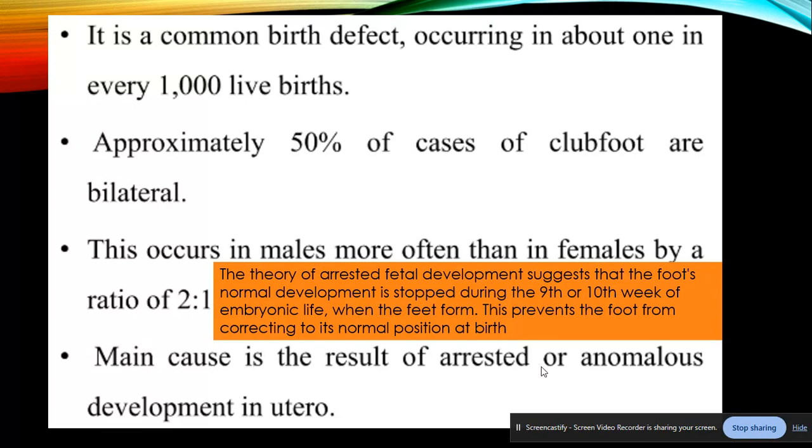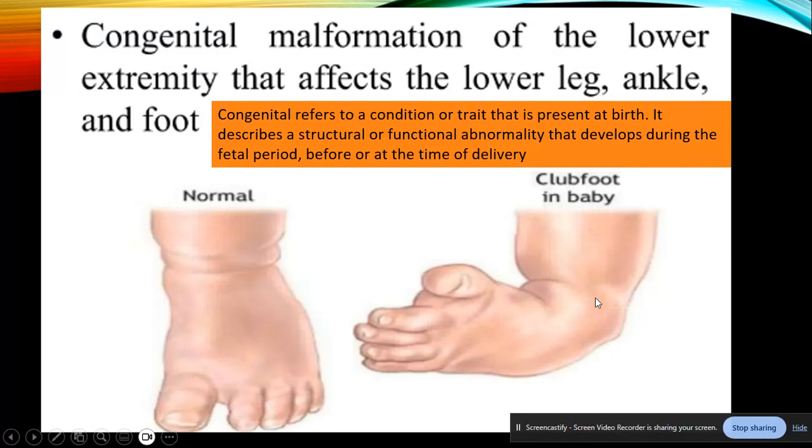Okay, the main cause is a result of arrested or anomalous development in utero. So the theory of arrested fetal development suggests that the foot's normal development is stopped during the 9th or 10th week of embryonic life when the feet form, right? So during the 9th or 10th week of embryonic life, when the feet are forming, the normal development of the fetus is stopped. This prevents the foot from correcting to its normal position at birth, right? So it creates an abnormality, and it's because of the deformation during the 9th or 10th week.